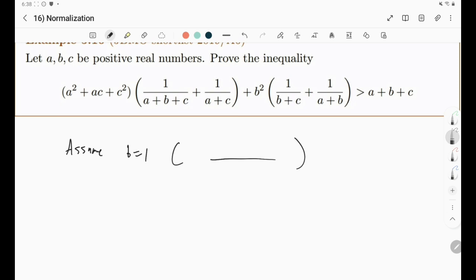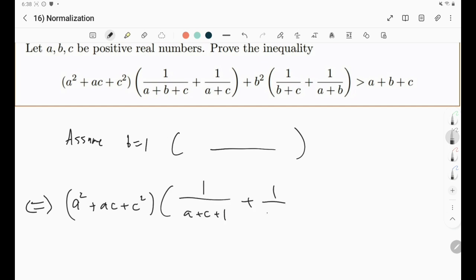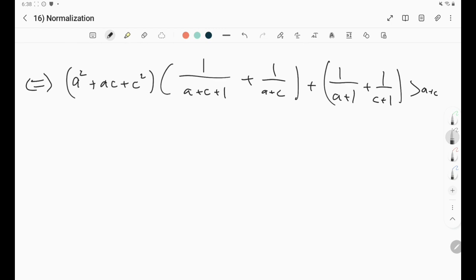Okay, now if you assume B is 1, we can rewrite the inequality by getting rid of the B. So let's do that. So now we just want to show that this thing plus 1 over A plus C plus, okay, we got rid of the B squared. Now it's just A plus 1 with C plus 1 here. I just changed the order. Just swap the order here. And greater than A plus C plus 1. Okay, so this is what we want to prove.